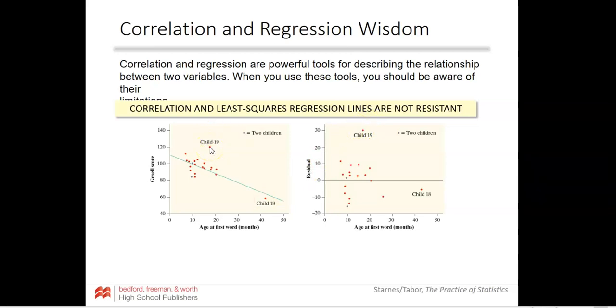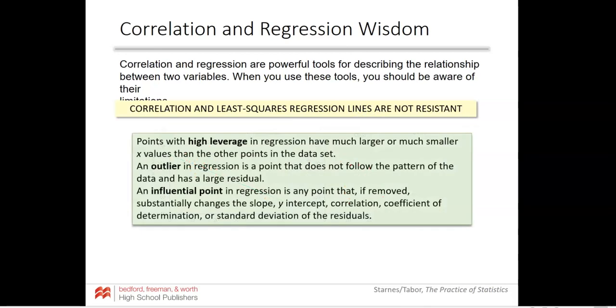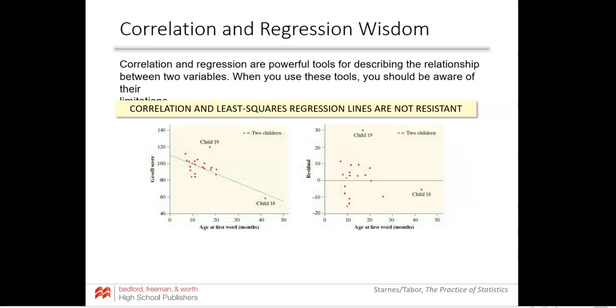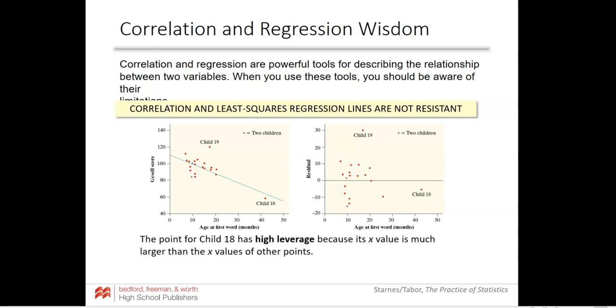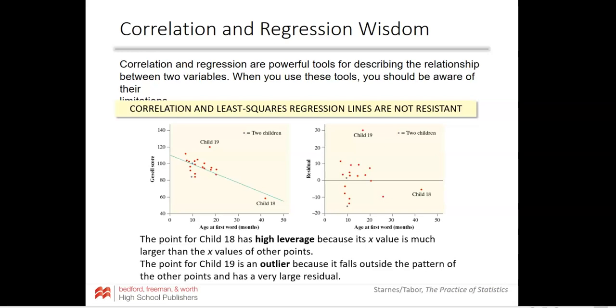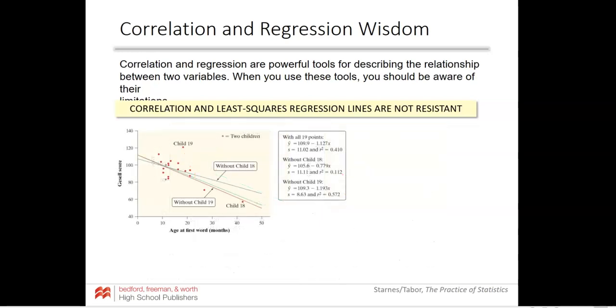Child 19 has a pretty big effect. What do we call that one? We call it an outlier because he has a large residual. The x value is not unusual, but the residual is very large, and so we call him an outlier. He has a little bit of effect, maybe especially on the y-intercept, but the correlation will certainly be affected. Again, we just call those what they are.